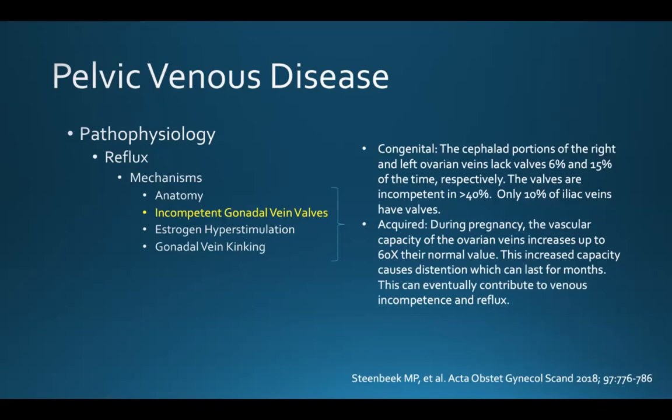There can also be acquired reasons for gonadal vein incompetency. During pregnancy, for example, the vascular capacity of the ovarian veins increases up to 60 times their normal value. This increased capacity causes distension which can last for months, and this can eventually contribute to venous incompetence and reflux.